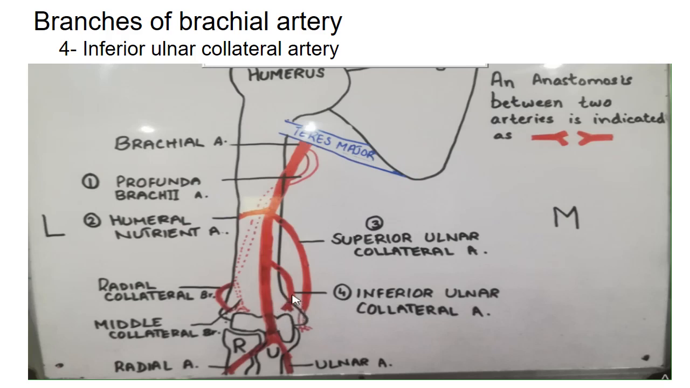This inferior ulnar collateral artery also takes part in the periarticular anastomosis of the elbow. This sign indicates the anastomosis between the two arteries.